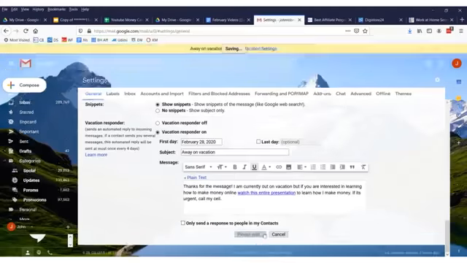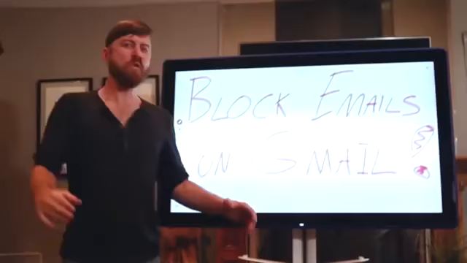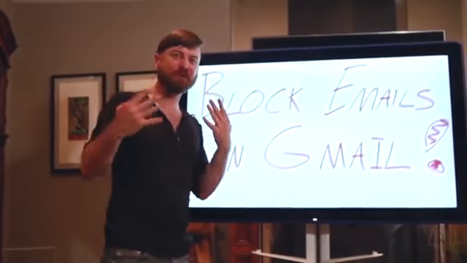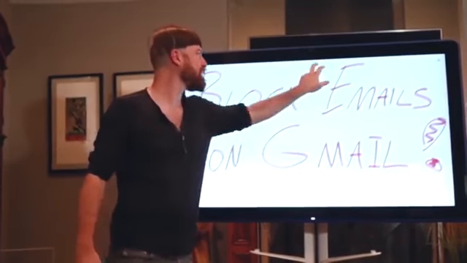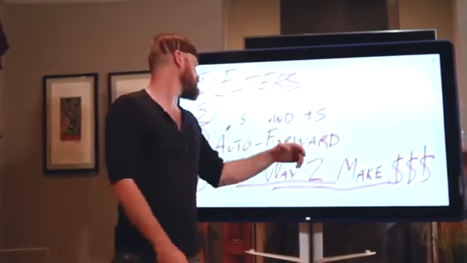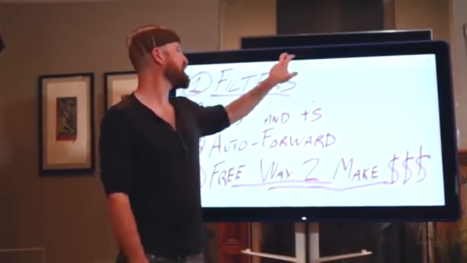So you save changes and voila, you just made your inbox easier, more organized, sorted through things, got rid of stuff, and you're making money. Woo! If that isn't exciting, I don't know what is. We learned 4 different ways of blocking emails in Gmail, and we also learned filters, dots, pluses, auto forwards, best ways to make money online.